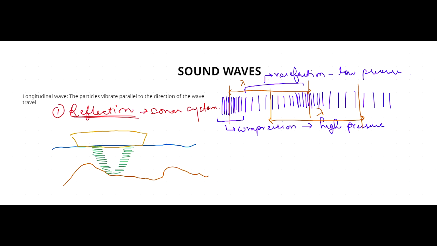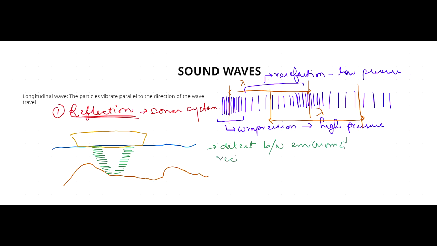Now, what does the ship do? The ship is going to detect the time between emission and receiving.